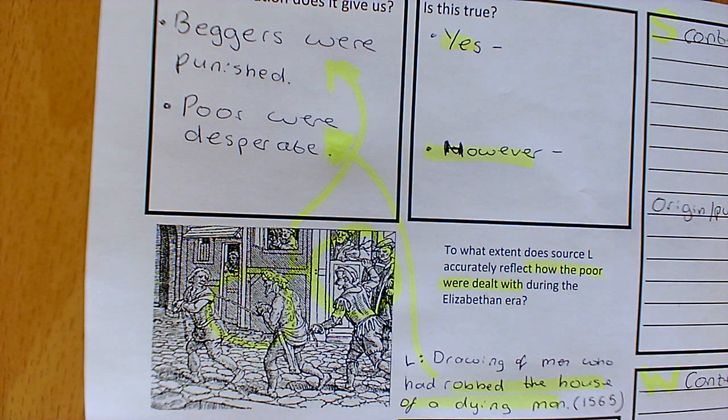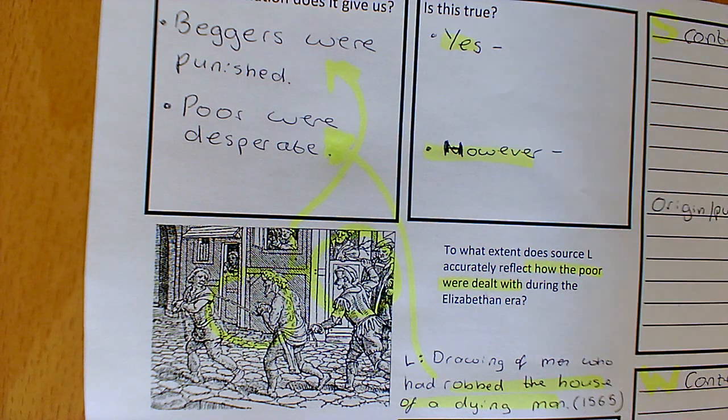So I always do a box that says, is this true? And I say yes and no. Yes means you can back up what's in the source using your own knowledge, and no means that you can say if there's anything that's missing, which again shows off your own knowledge, but also analyses the source, because we can use it later as a weakness.